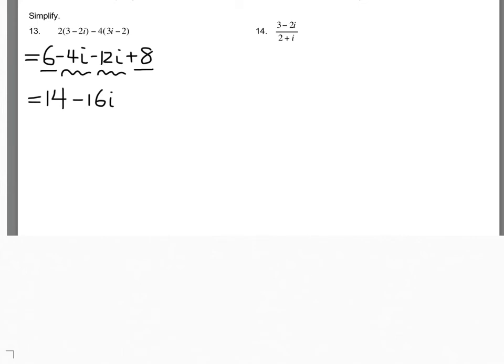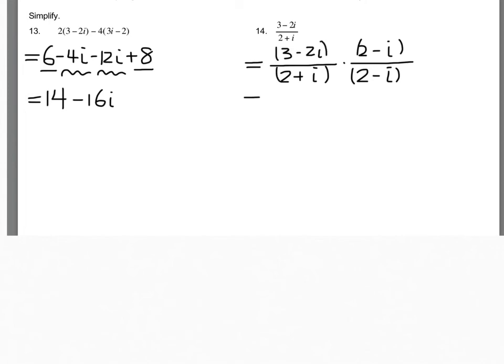Number 14. That's a rational expression of complex numbers. So how do I rationalize it? So this is where the complex conjugate concept comes in. I have 2 plus i at the denominator. How do I rationalize it? How do I simplify it? I'm going to multiply by the complex conjugate of my denominator, to the top and bottom. And again, this is using the concept of a squared minus b squared.